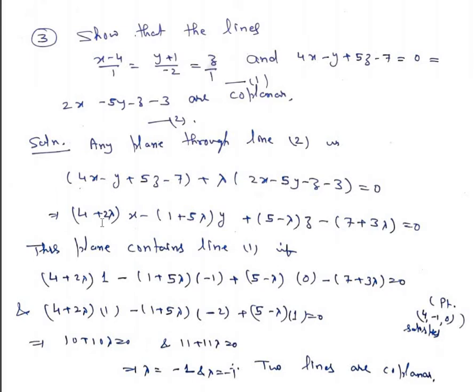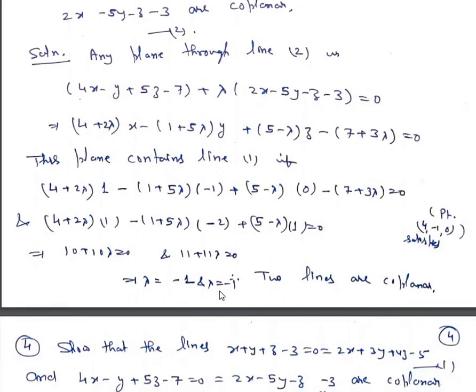And second condition, direction ratios of the normal to this plane are 4 plus 2 lambda, minus 1 plus 5 lambda and 5 minus lambda. So normal is perpendicular to this line. So therefore (4 plus 2 lambda) into 1, minus 1 plus 5 lambda into minus 2, plus (5 minus lambda) into 1 should be equal to 0. And from this equation we get 11 plus 11 lambda is equal to 0. So from both of these equations we get the same value of lambda, which is minus 1. So therefore two lines are coplanar.